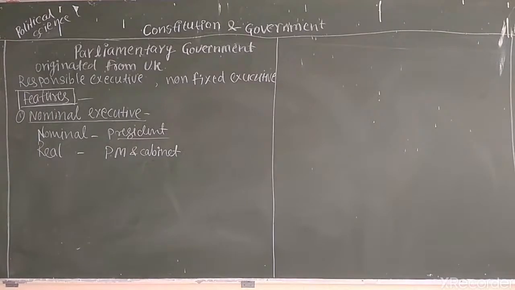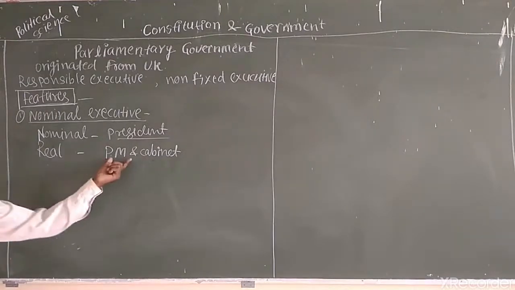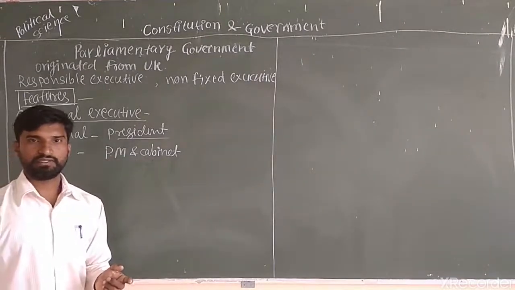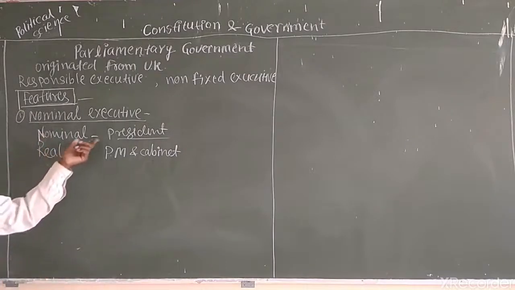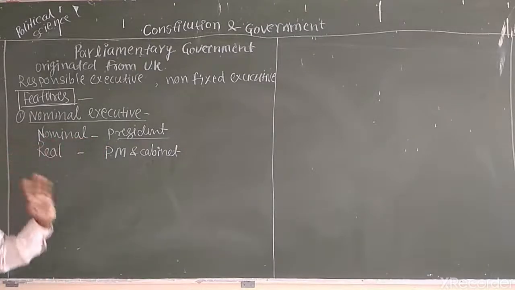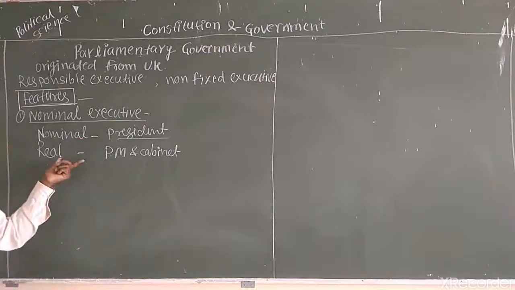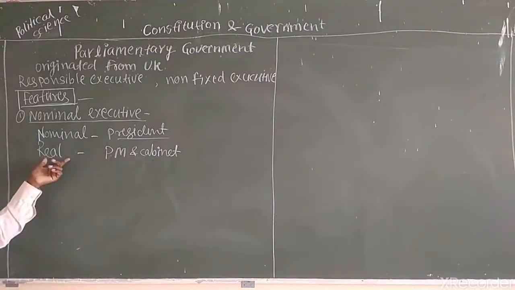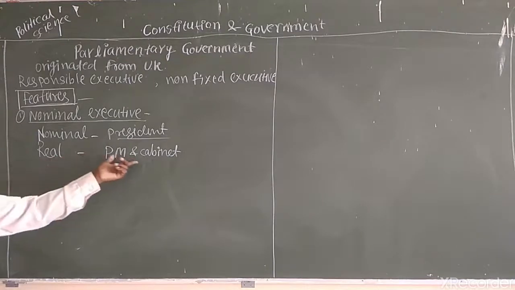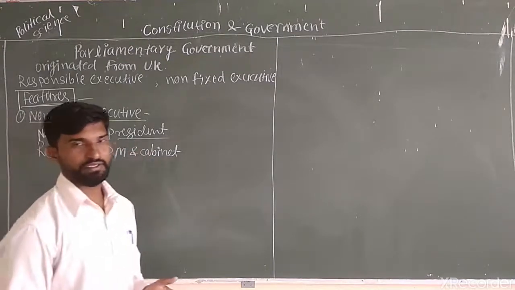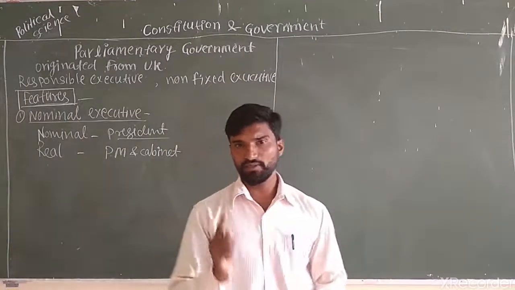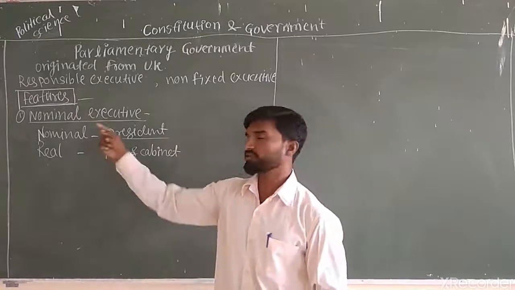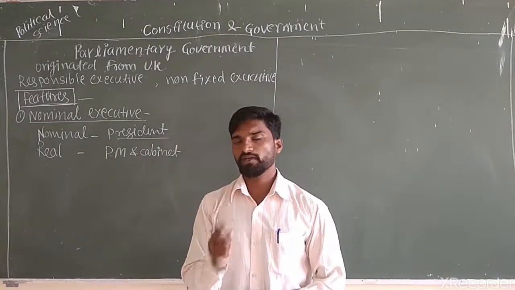President will enjoy his authority with the help of PM and cabinet. So that's why in India the President of India is called a nominal executive, whereas the main authority and main things will be followed or executed by the PM and cabinet. So PM and cabinet are the real executives here, whereas the President of India will be a nominal.